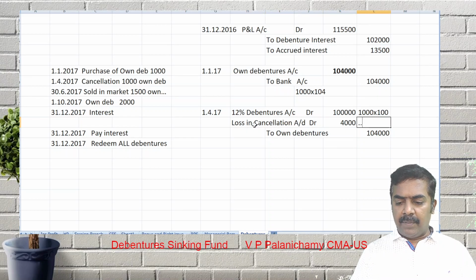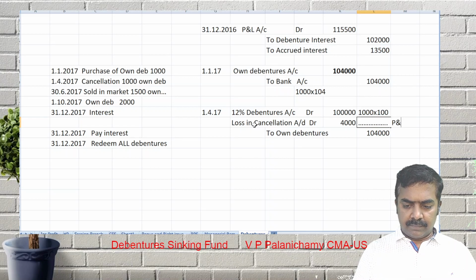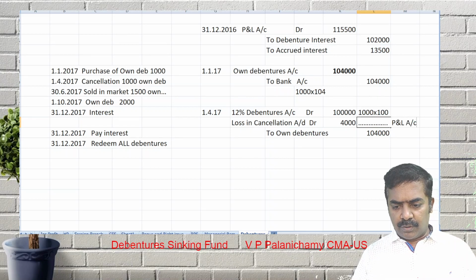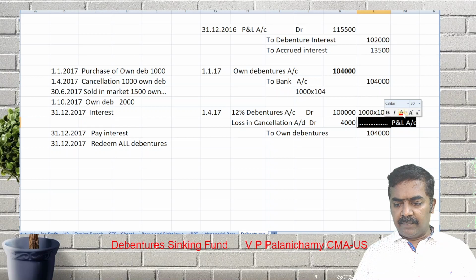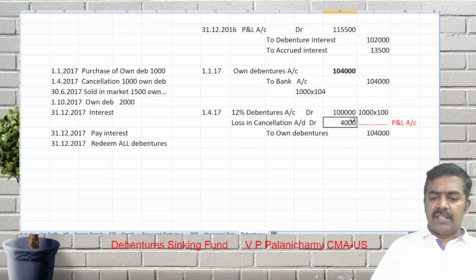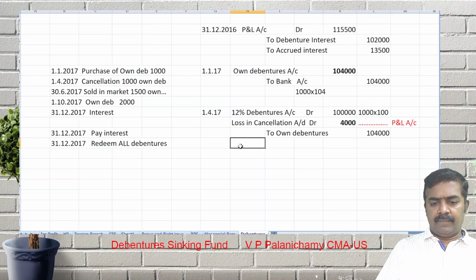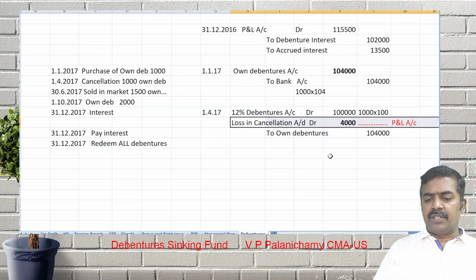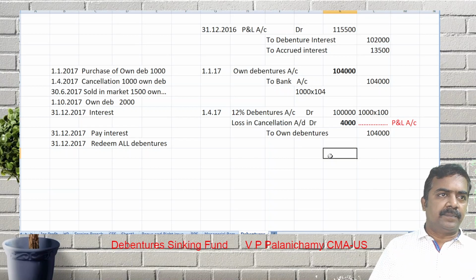This will be charged in P&L account later on. This 4,000 will be debited to P&L account later on. At the end of the year, when we prepare final accounts, we will charge this loss in cancellation to P&L account. If there is a profit in cancellation, then we would have transferred to what? Capital reserve.